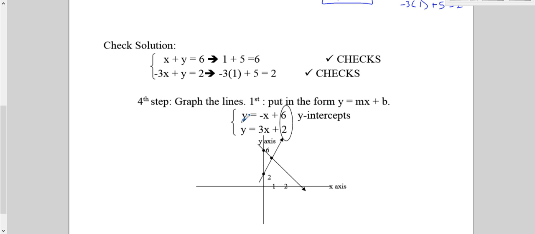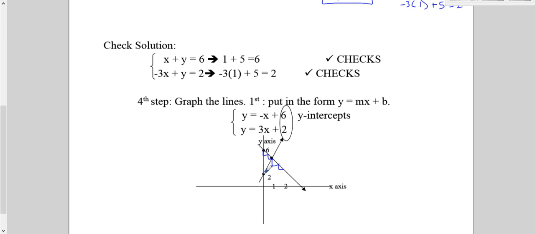If I have to graph this, I would go ahead and put them into slope-intercept form. So I would get y equals negative x plus 6 and y equals 3x plus 2. And I would graph my y-intercepts and use my slope to create the graphs. So let's go with this first one. If I go with my intercept of 6, negative 1 would be down 1 to the right 1. So I'm going down to the right, down to the right, down to the right, okay? And I could plot these points and graph my line.